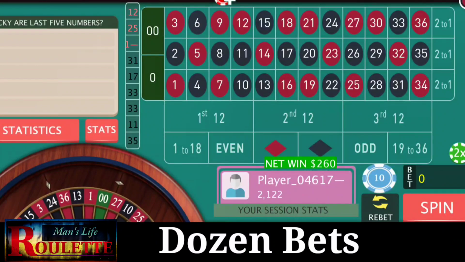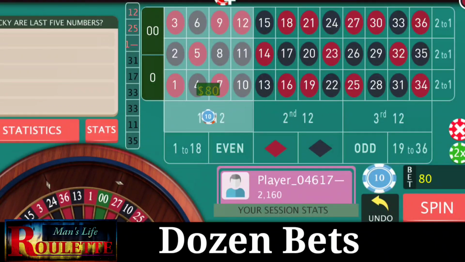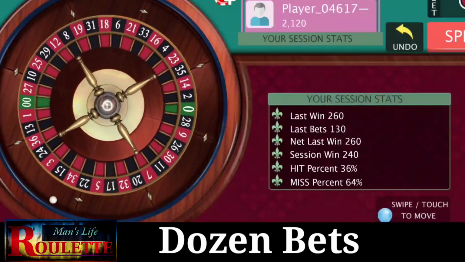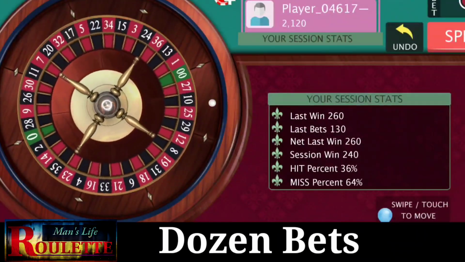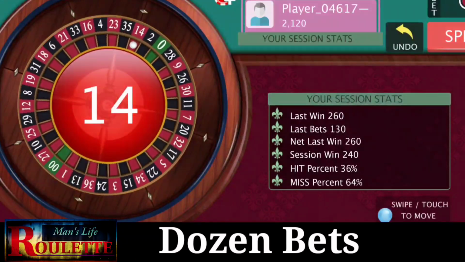Last bet was $130. As I won my last spin, I have to decrease the bets to 120 from 130. So every time you lose, increase $20. Every time you win, reduce $10. That's the strategy.